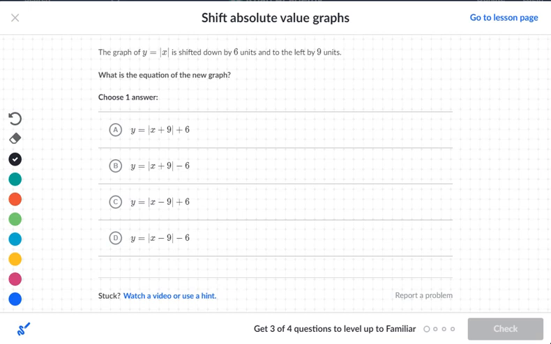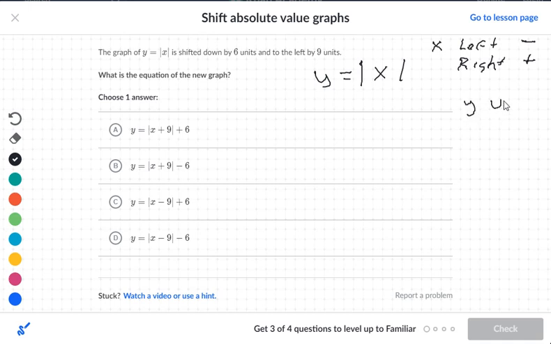Okay, the graph of y is equal to the absolute value of x is shifted down by 6 units and to the left by 9. So we're going to start off with our base equation, which is y is equal to the absolute value of x. Anytime they talk about left or right, they're talking about x. So x is left and x is right. Any numbers to the left are considered to be negative numbers. Any numbers to the right are considered to be positive numbers.